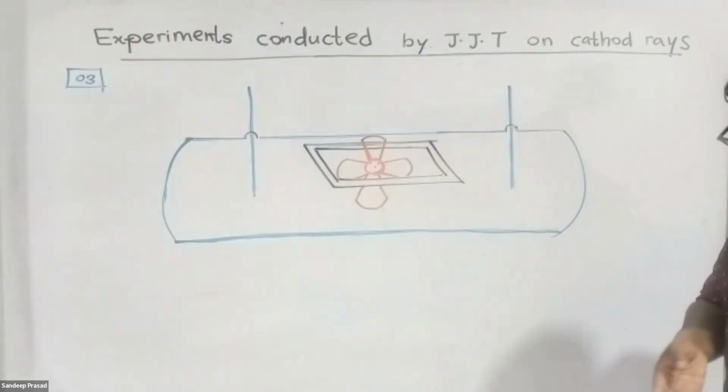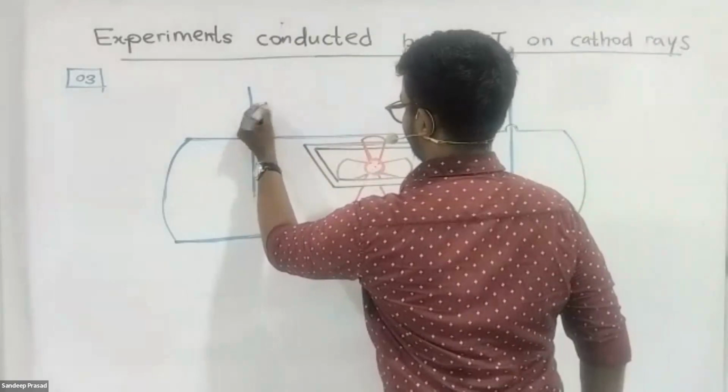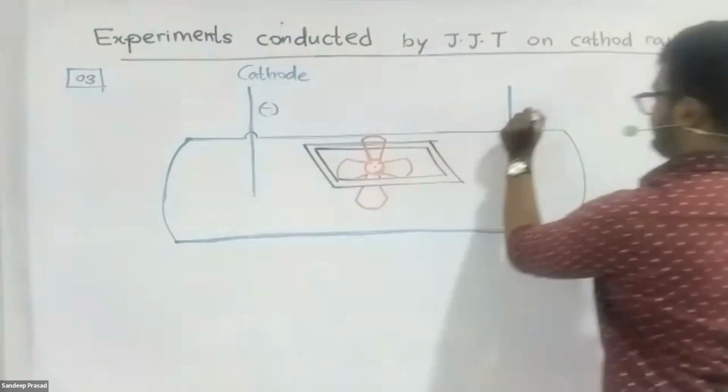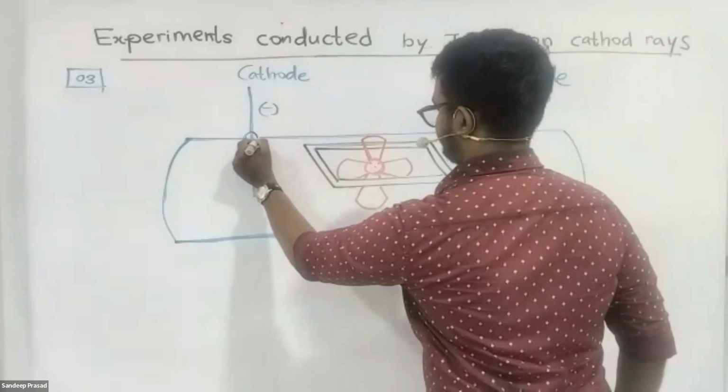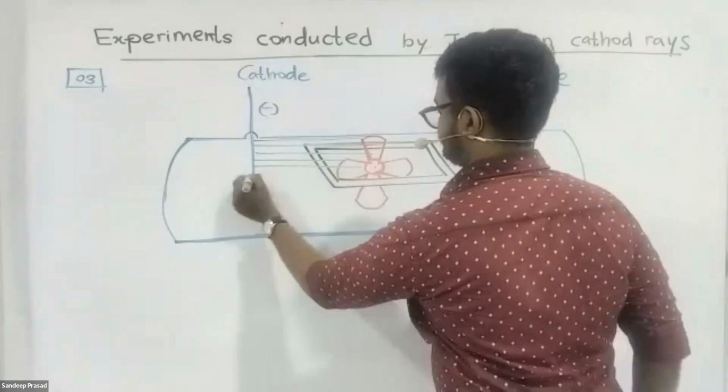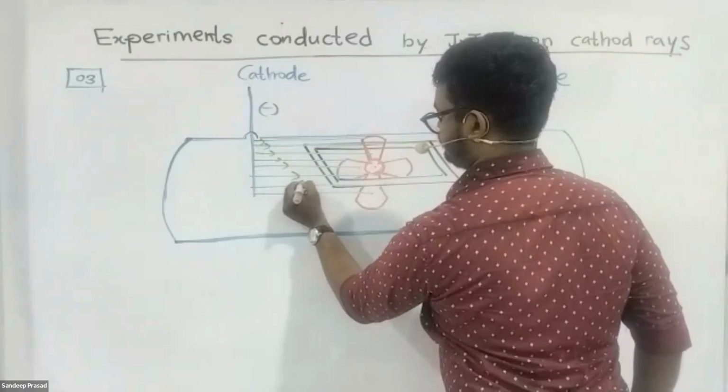Now, remember this is the negatively charged cathode. I told you that a cathode ray tube can be in different forms. So this is the cathode, and this is the positively charged anode. Negatively charged cathode and positively charged anode. Now cathode rays are emitting from the cathode side in this way.